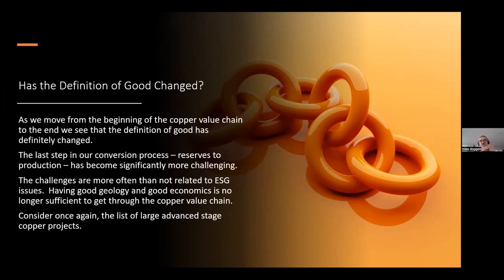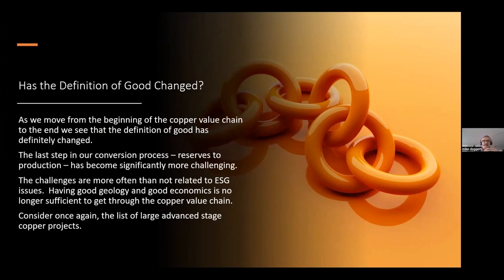Over that period of time, we were looking at over 40 years, there have been some major changes in terms of what actually constitutes a good discovery or a good project. And the challenges associated with that last step in the conversion process are more often than not related to ESG issues, to community issues and water issues. And having good geology and good economics is no longer sufficient to get through the value chain.